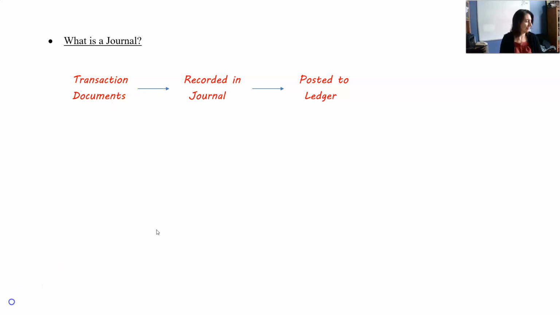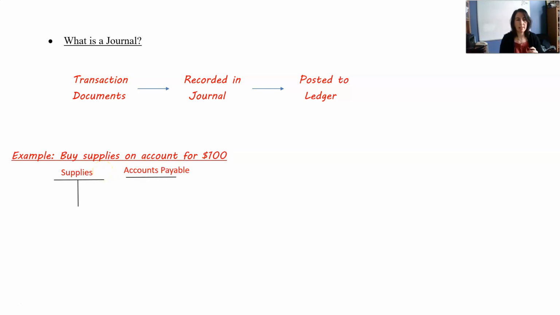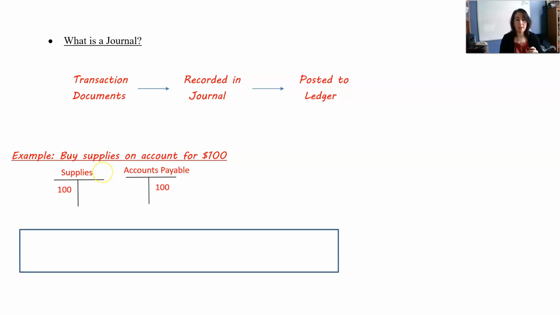All right, when you get those documents and all those transactions are happening, what you're doing is you're recording them with those debits and credits in the journal, the general journal. You're writing them down. You're doing the debit, the credit, and then at the end of the day, we're going to be posting them to ledgers. All right, so, how that works, we did this example before. We bought supplies on account for $100, right? Debit supplies, credit accounts payable. That's not a formal journal entry. That's just a T account. It's a tool to help you understand how to do debits and credits at this point.